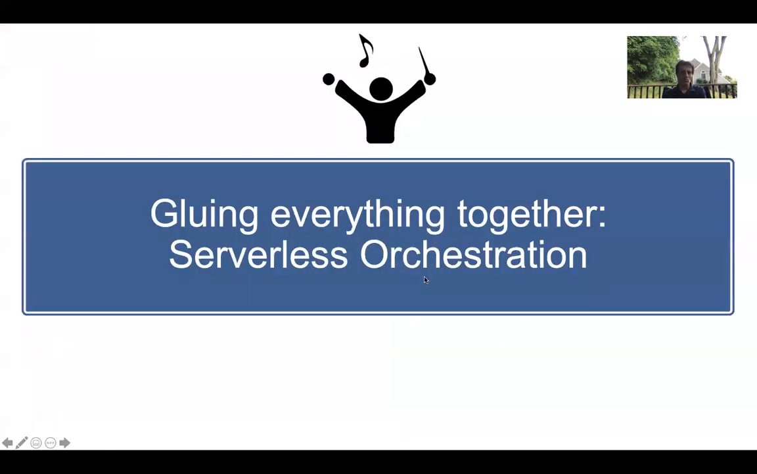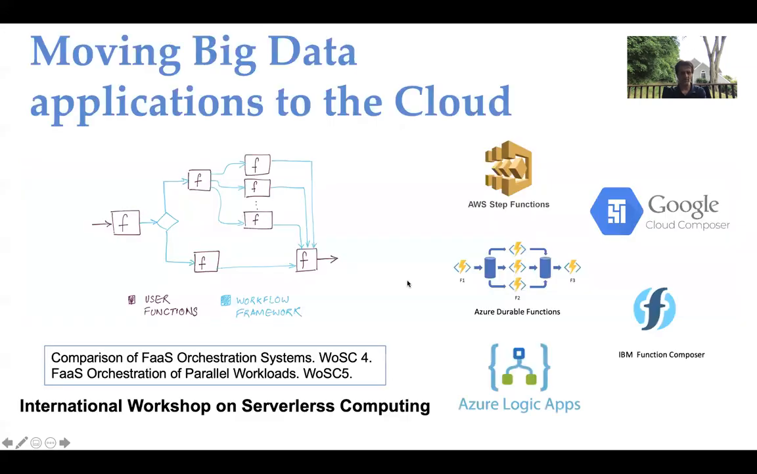But how do we glue everything together? We have different components from different partners. And I also discussed serverless and serverful components here, legacy code and serverless code. How can we glue everything together? The solution is serverless orchestration.